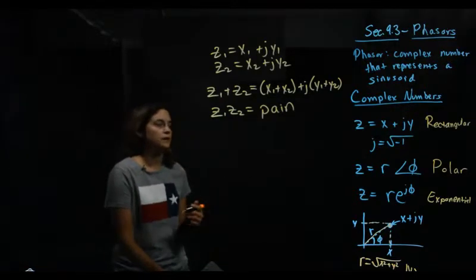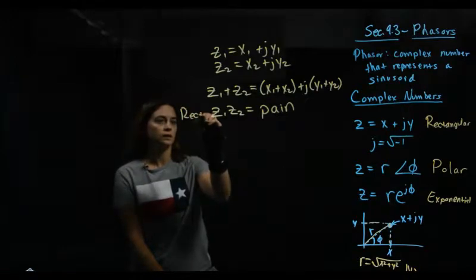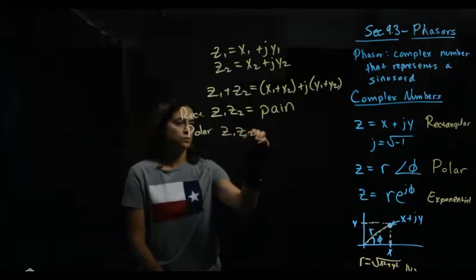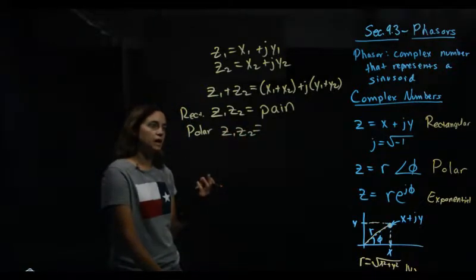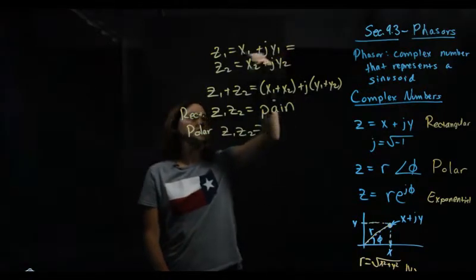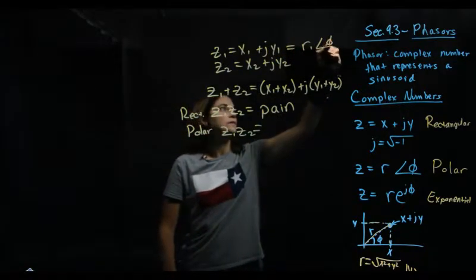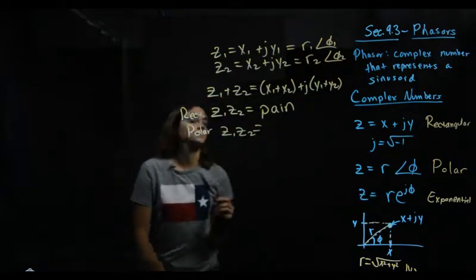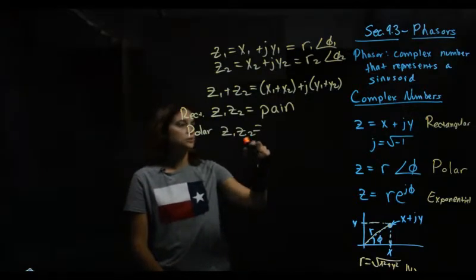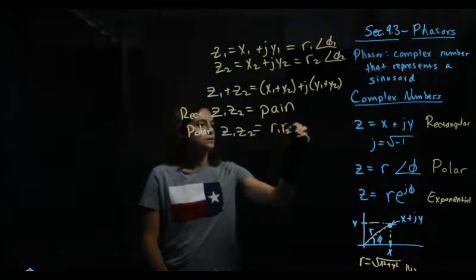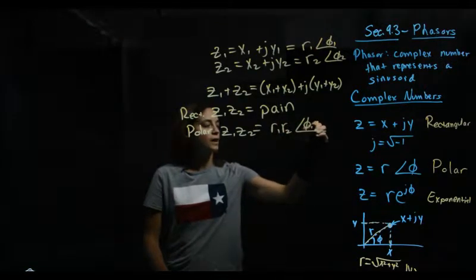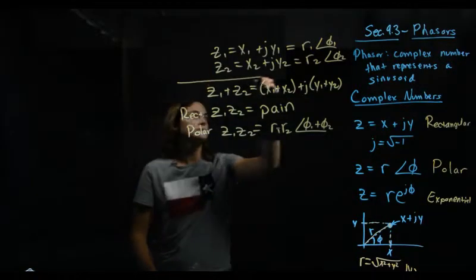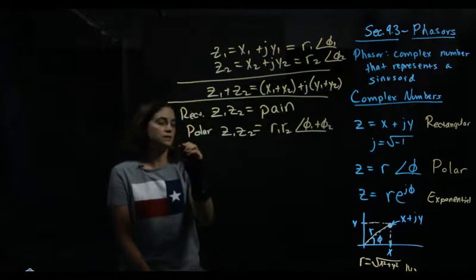Phasor, polar, same thing. So rectangular, it's a pain. But in polar, if I want z1 times z2, all I have to do is multiply the two r's. So if I'm representing z1 as r1 at angle phi1, and z2 as r2 at angle phi2, now z1 z2 is r1 r2, and we add the angles, phi1 plus phi2. So it becomes very, very simple. So that's addition, that's multiplication.